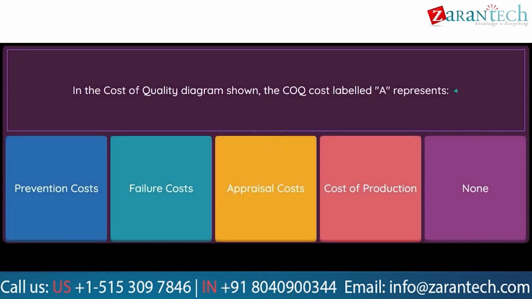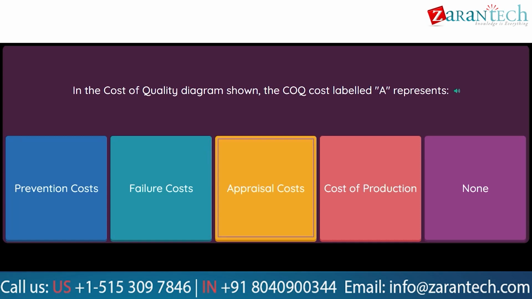Question: in the cost of quality diagram shown, the cost labeled A represents Option 1, prevention costs. Option 2, failure costs. Option 3, appraisal costs. Option 4, cost of production. Option 5, none.